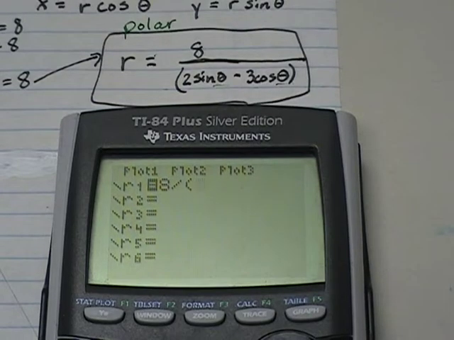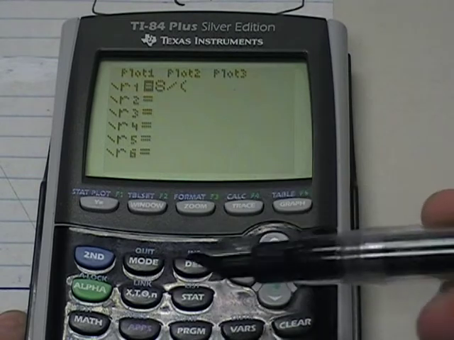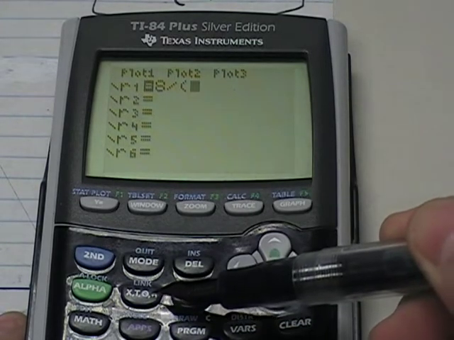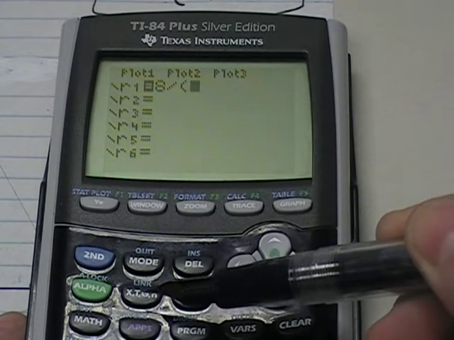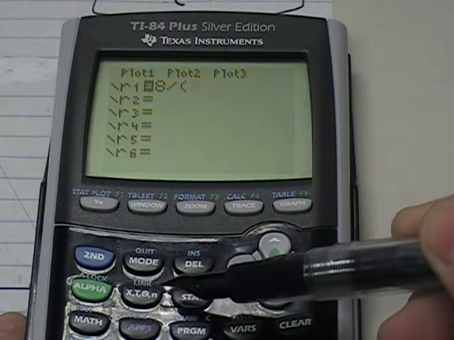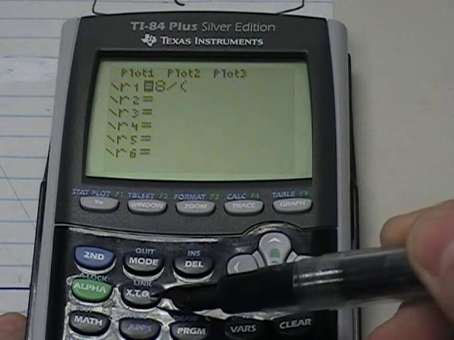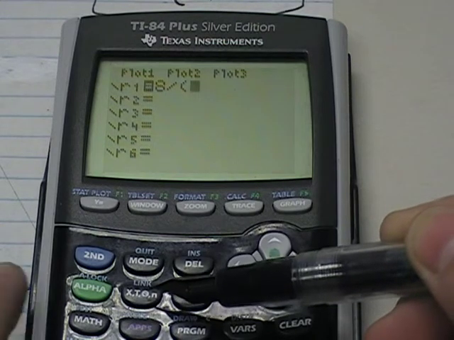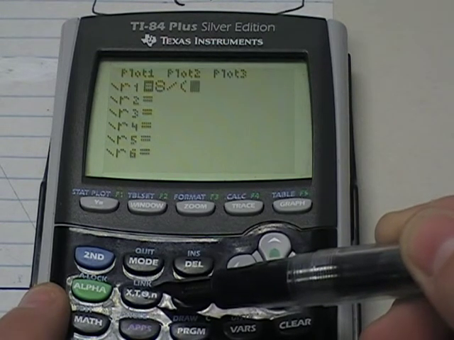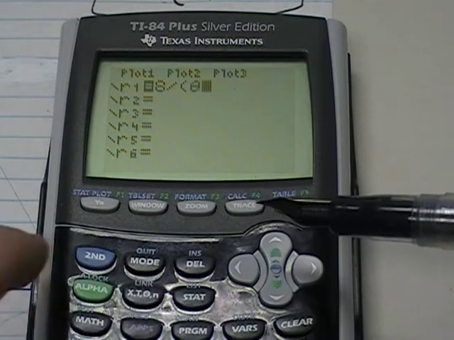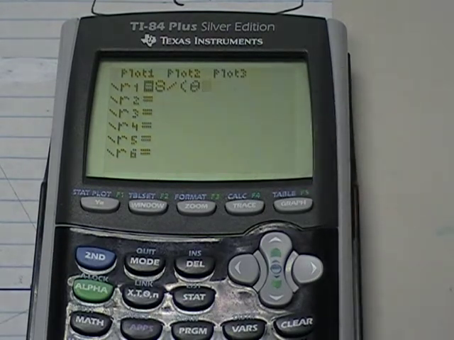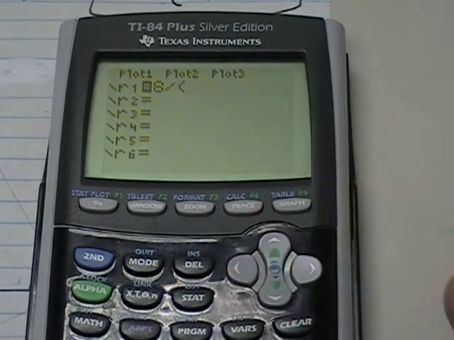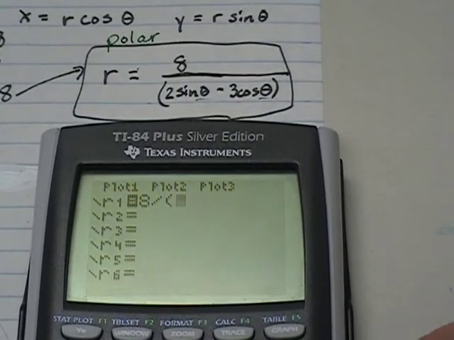Now, very, very important. You should always, always, always use this key when you are creating a variable. It says X, T, theta, n. Theta has to be the independent variable in a polar equation. When I hit this key before, it made an X. When I hit this key in polar form, look what it makes. It makes the theta symbol. So now I need to type in my equation using that key.